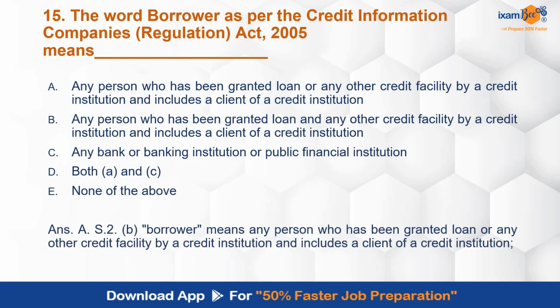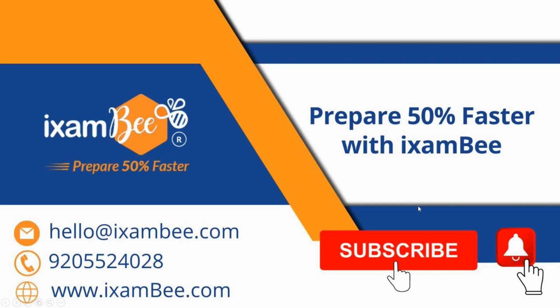Correct answer is A. Section 2 B, borrower. It means who has been granted loan or any other credit facility by a credit institution and it includes a client of a credit institution. So that's all for today.